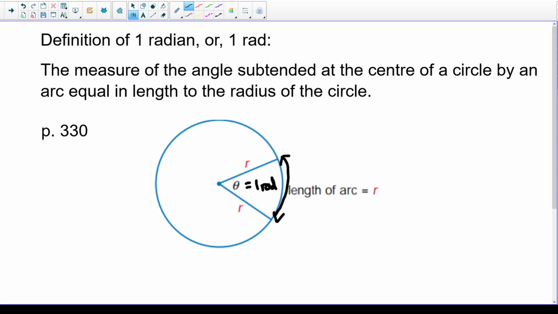So if your arc length is equal to the radius of the circle, the angle that's subtended by that arc length is 1 rad. The problem is I don't find that very useful in conversions or anything like that, but that is the definition of a radian. Okay, so take it for what it is. I'm going to put it in your note, and you can go read up on it more if you'd like. Okay?